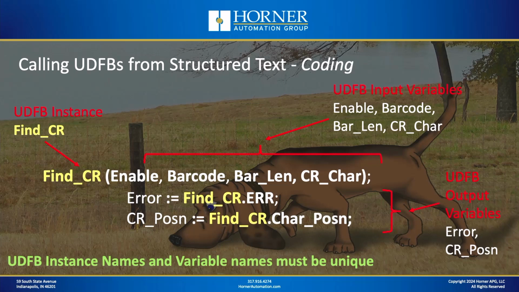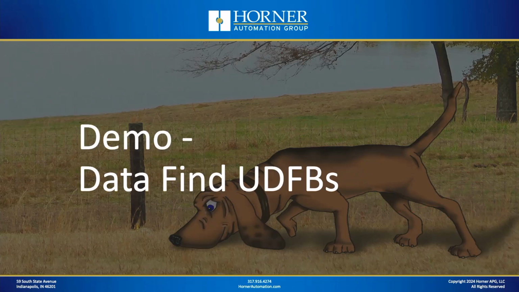And then I have the 2 assignment statements below that where I'm retrieving the error and the char position outputs into a couple of variables that I have created, error and CR position. It's very important to remember that UDFB instance names and variable names must be unique. You can't use the same variable names in your UDFB code that you use in your main code. That can cause a problem. Okay, now let's go ahead and take a look at a demonstration of these data-find UDFBs.